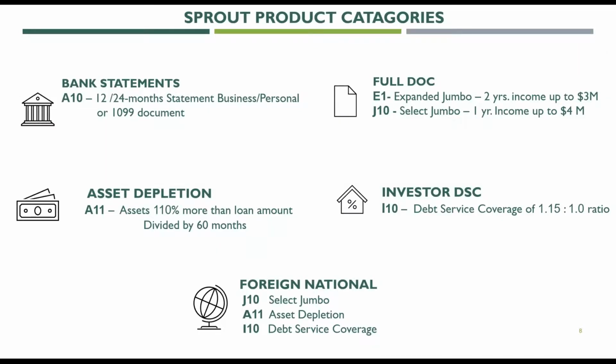And this is our product overview. We have our A10 bank statement. It's going to be 12 or 24 month, business or personal, or 1099. We have our full doc, which is our E1 expanded jumbo, and then our J10 select jumbo. Then we have our asset depletion, the A11, which will be assets 110% more than the loan amount divided by 60 months. And then we have our investor debt service coverage, which is a 1.15 to 1 ratio. And then we have our foreign national products that follow into those categories above: the J10, A11, and the I10.